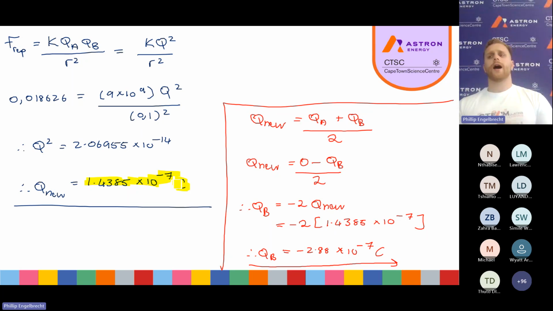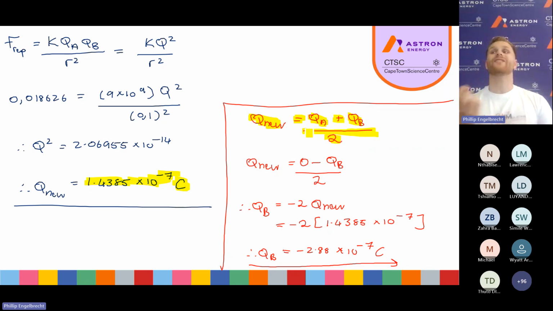All right. How do I figure out the original charge of sphere B? I use this equation. Now, this is not given to you on your formula sheet as far as I remember. So therefore, you actually have to remember this. So, guys, this is the value of my new charge. The new charge is equal to the original charge of sphere A plus the original charge of sphere B, divided by 2. All right? Remember, sphere A had 0 charge because it's neutral.